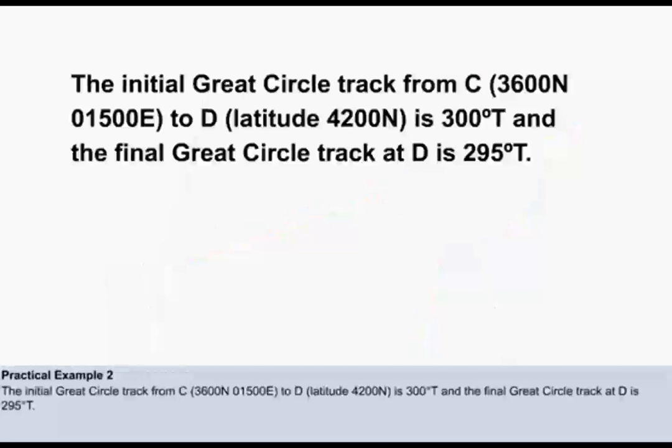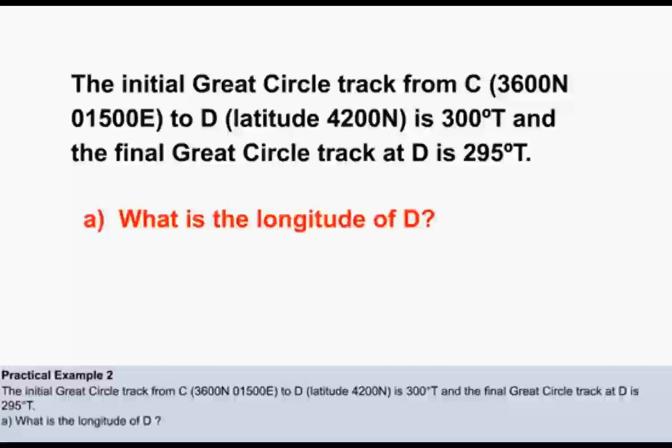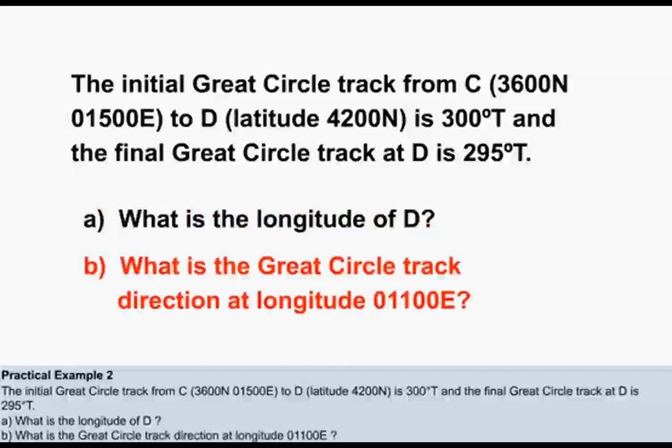Here's another practical example. The initial great circle track from C, which is at 36 north, 15 east, to D, which is at latitude 42 north, is 300 degrees true, and the final great circle track is 295 degrees true. Firstly, what is the longitude of D? Secondly, what is the great circle track direction at longitude 11 degrees east?